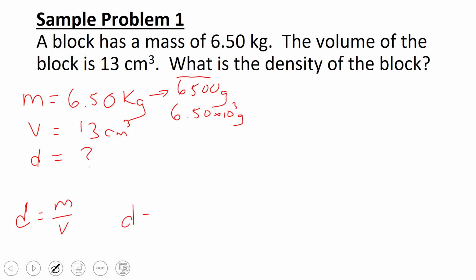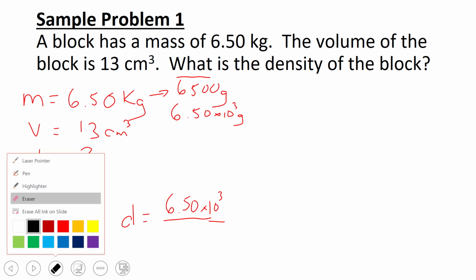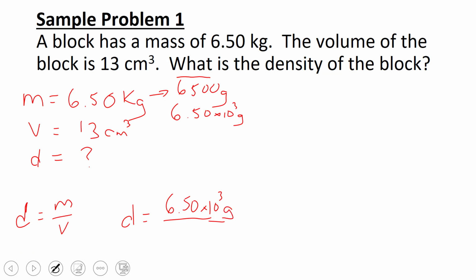I'm going to substitute, which is my first S. I'm going to write density equals, and I'm going to find my mass. I think I'm going to write down the 6.50 times 10 to the third, just because that's the one I happen to pick. Notice I'm putting my grams in. That is ugly. I'm going to erase that real quick. Try that one more time. And then I'm going to put my 13 centimeters cubed there.